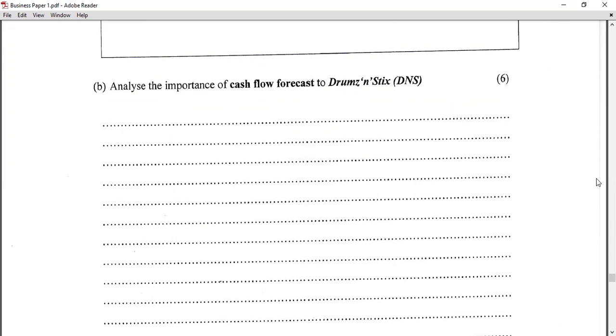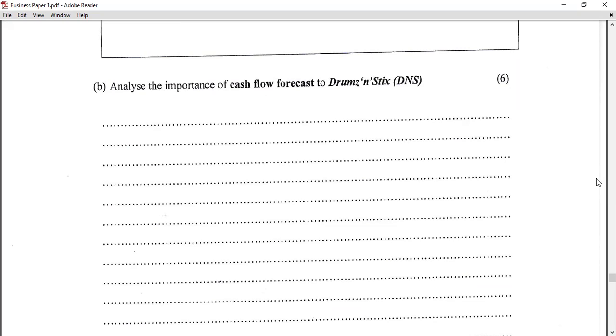Cash flow is really important because it is also a very famous question in the past papers. Importance of cash flow forecast: there are three advantages of a cash flow forecast. It helps you to forecast the future.